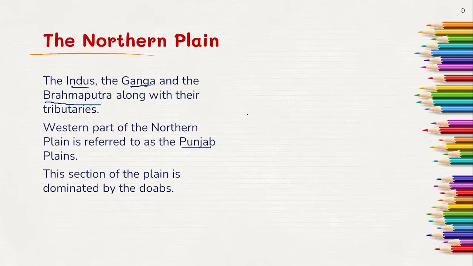Next, Indus consists of 5 rivers, that is Jhelum, Chenab, Ravi, Bias and Satluj. What does it mean? The fertile land, the low-lying area between two rivers, is called Doab. Like Punjab. Panch means 5, so it is called Punjab. Doab means the land between two rivers. In this way Doabs are found, which are very much fertile.